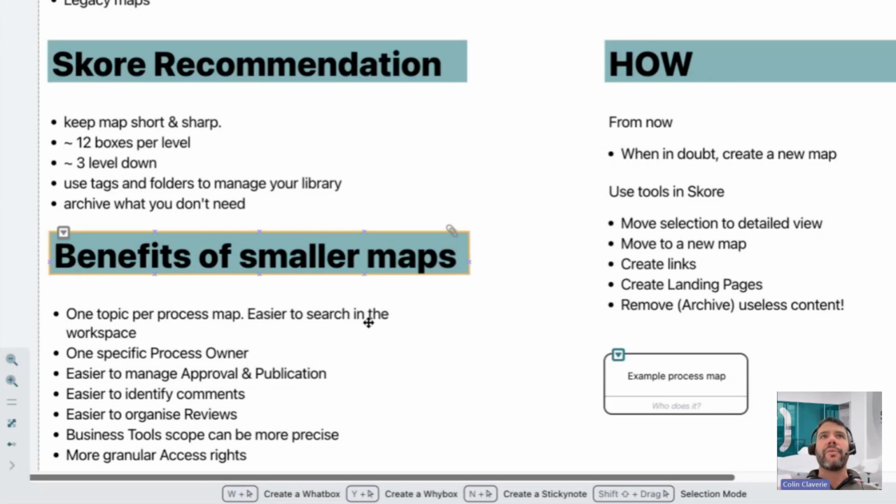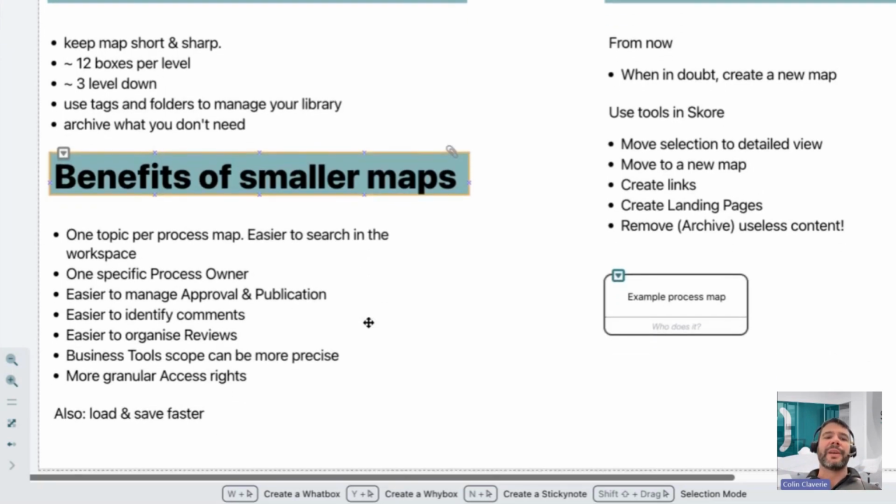You can manage the whole version lifecycle, with approval and publication managed on a single piece of content. Now imagine a map that could cover the whole HR area, where you have hiring employees, dismissing employees, a performance review and all that. When you want to do one change and then republish, you're actually republishing the whole thing. If you have smaller maps, you're just republishing exactly what you've changed, which makes it much better in terms of traceability.